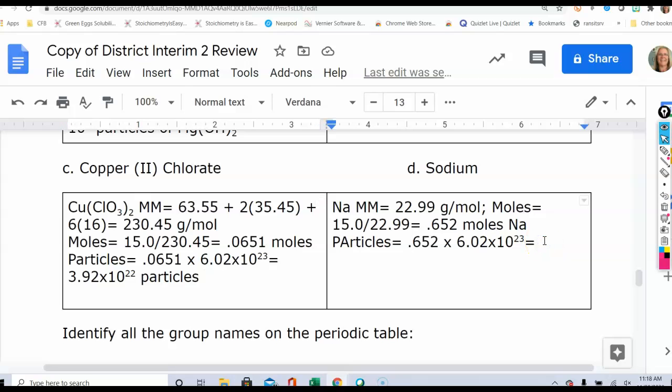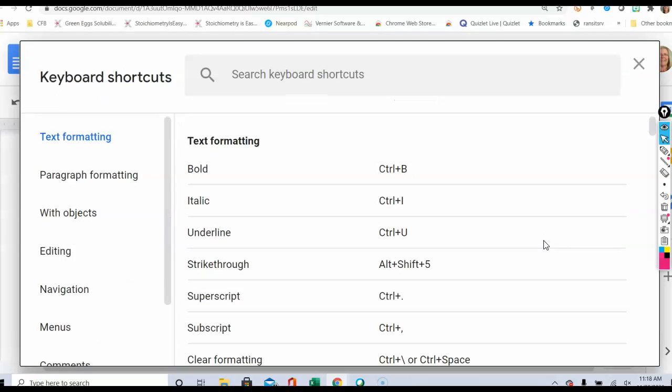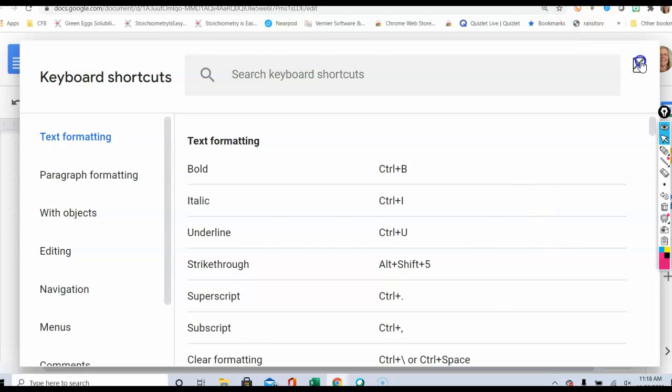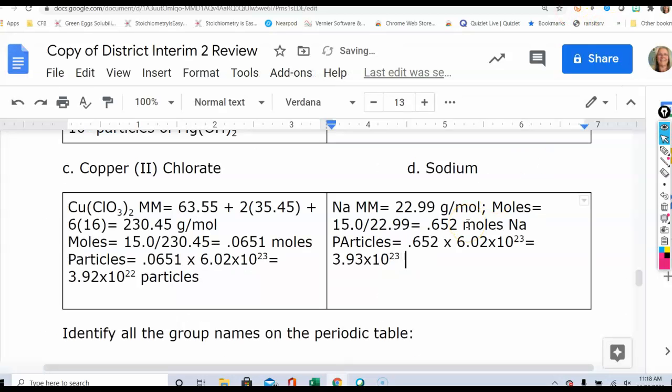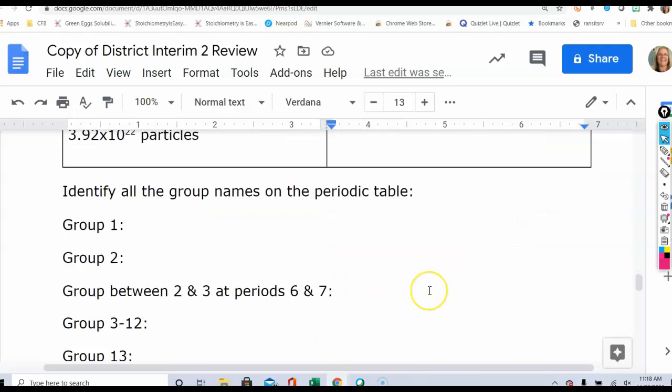When I found the number of moles, it is 0.652, and I'm going to multiply it by Avogadro's number, and for this one I'm going to end up with 3.93 times 10 raised to the 23rd power. Oh, not what I wanted to do, everybody. Here we go. Raised to the 23rd power, and that's going to give me the particles of the sodium. So you do have to be able to do your calculations no matter what it asks you to do.